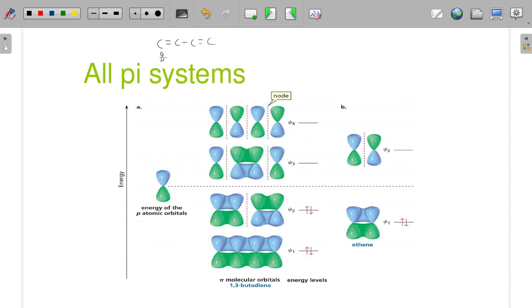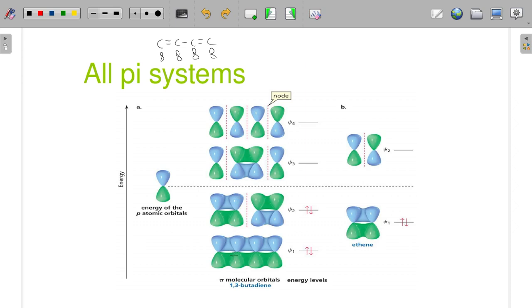So 1, 2, 3, 4. When we create a pi system for butadiene, we're going to actually take all 4 of those p orbitals and allow them to overlap. And those 4 p orbitals would create a system with 4 pi orbitals, which is what this is representing here. It's representing the 4 pi orbitals that are created in butadiene.